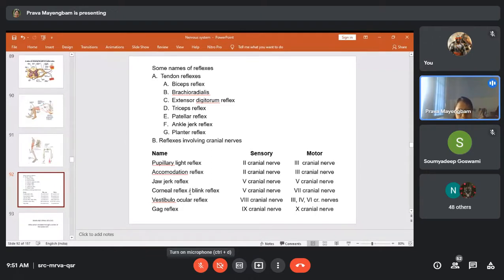Another is the corneal reflex, or the blink reflex. Say if something comes near your eyes, you just blink your eyes. So that is the corneal or blink reflex.